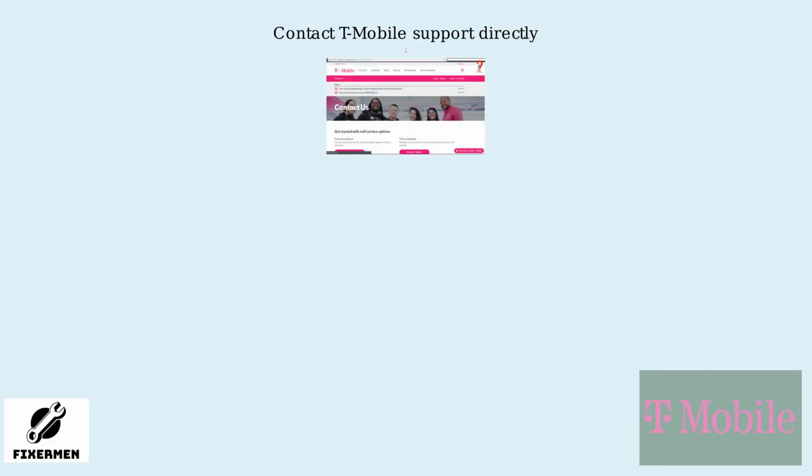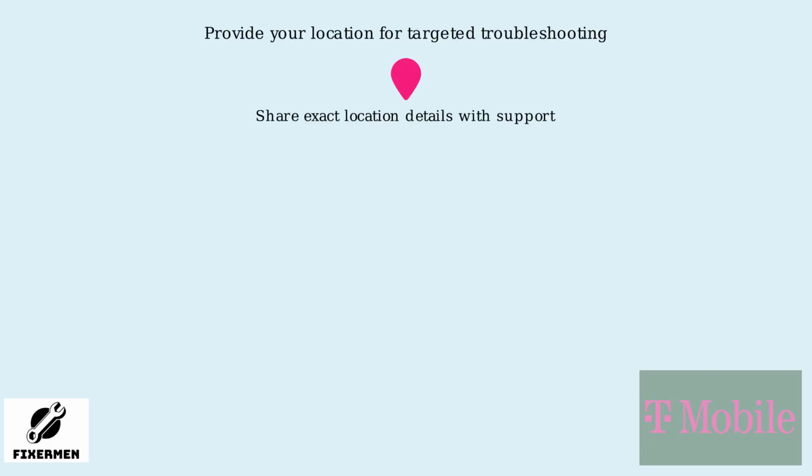If you see outages in your area, contact T-Mobile's support team directly through their website or app. Use the Contact Us page to reach their support line for personalized assistance. When contacting support, be sure to provide your exact location. This helps T-Mobile's team perform targeted troubleshooting specific to your area's network conditions and potential coverage issues.